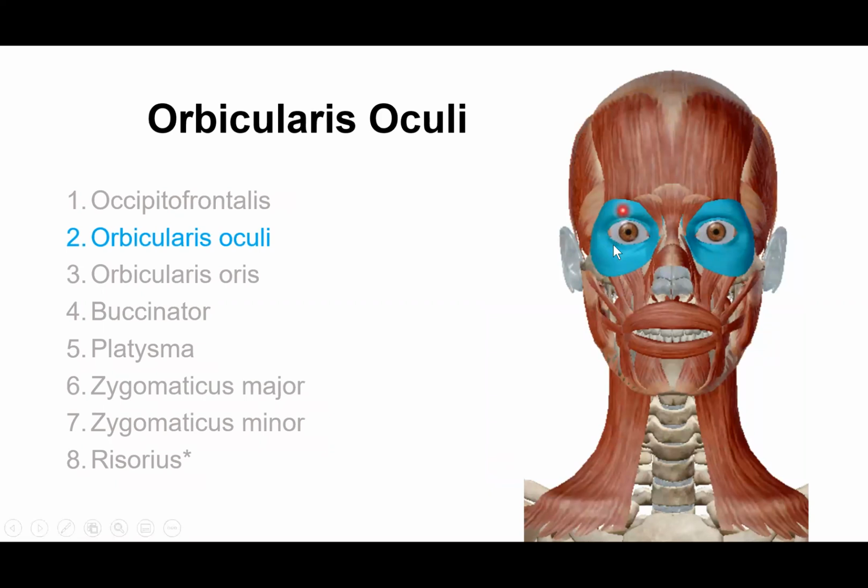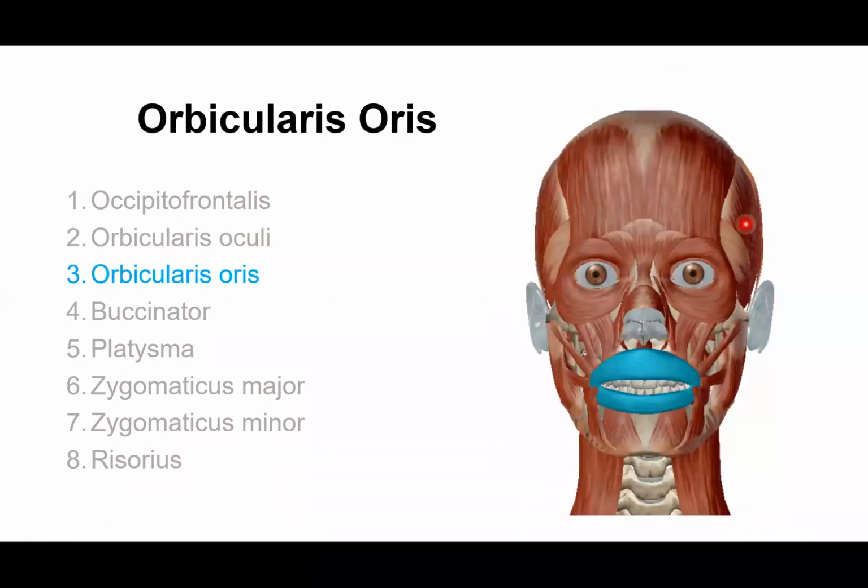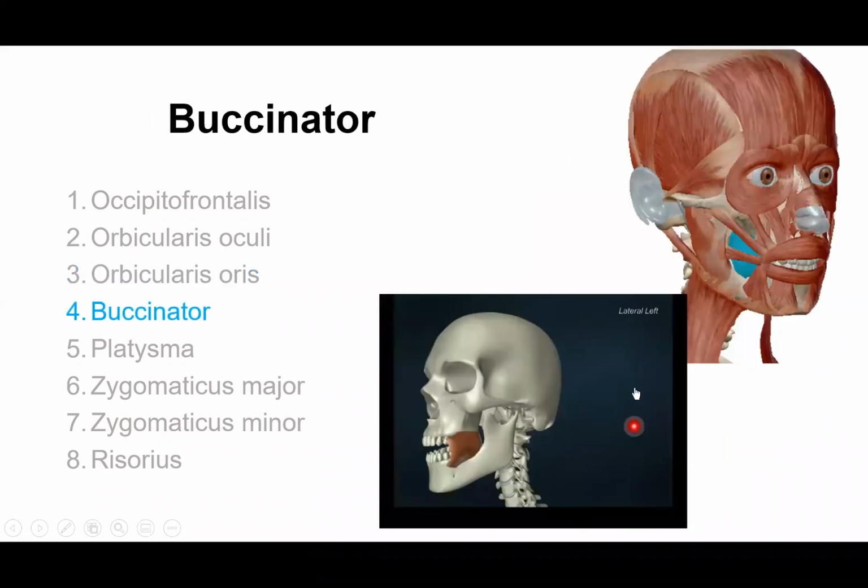Here is the orbicularis oculi muscle, located around the eyes in a circular fashion. Orbicularis oris muscle, located around the mouth in a circular fashion. Here is the buccinator muscle, and the buccinator muscle is sort of deep in there, and let's learn about it.